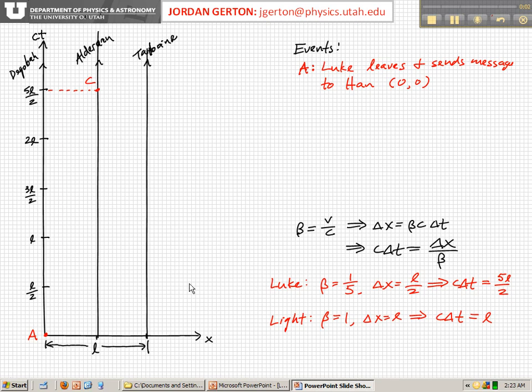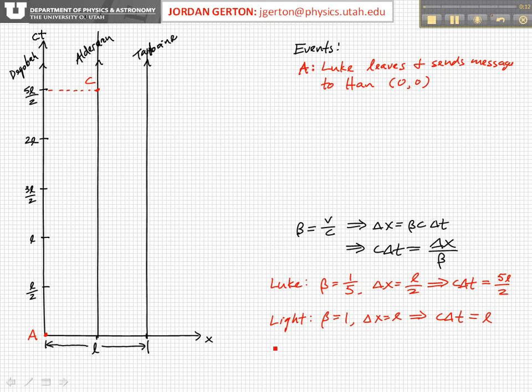Okay, so now we know the event of the coordinates of Luke's arrival at Alderaan. Now let's consider what happens with the light signal that Luke also sends out when he leaves Dagobah. The light signal has obviously a speed that's equal to c, so beta equals 1. It travels a distance L, and so the vertical coordinate for the light signal's arrival at Tatooine, where Han is, is equal to L.